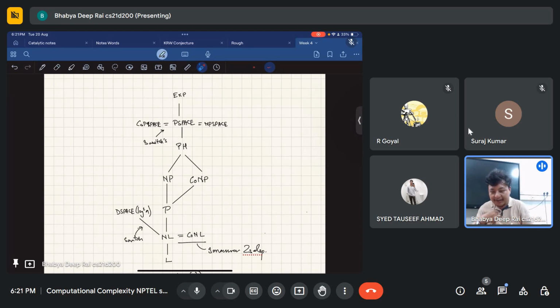contained? Like, do we know that P is strictly contained in NP? No, we don't know. That's the P versus NP question. P versus co-NP is also the same thing. We don't know whether it's strictly contained. And L and NL also we don't know. Suraj says L in EXP. That is, we know that L is strictly contained in EXP. Is that correct?